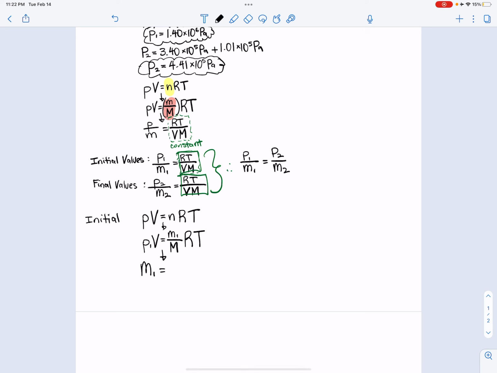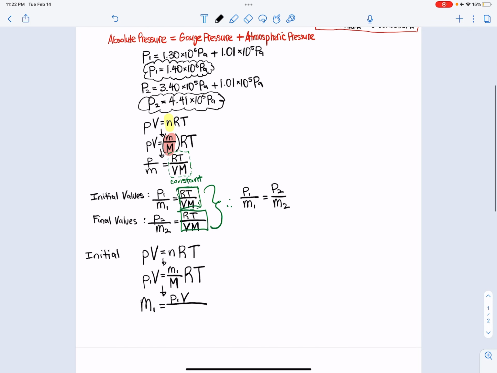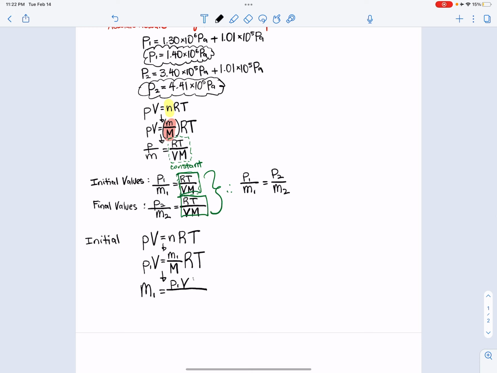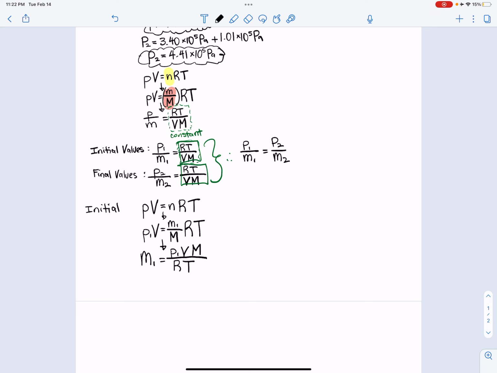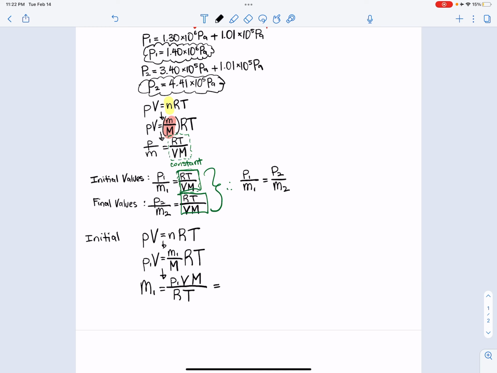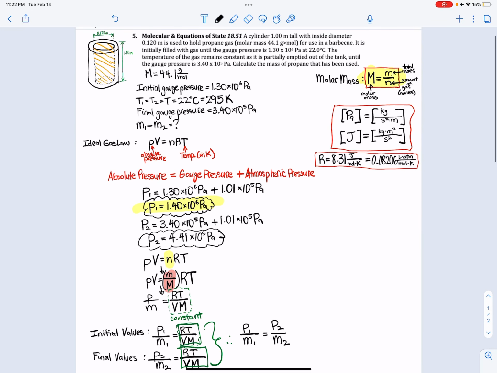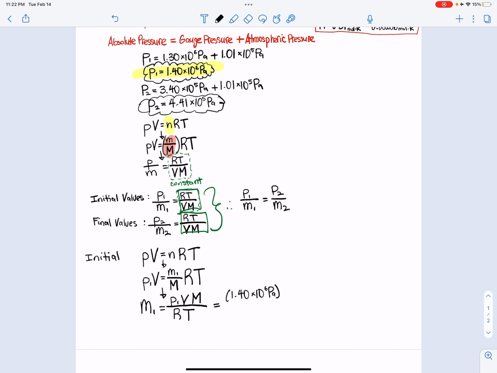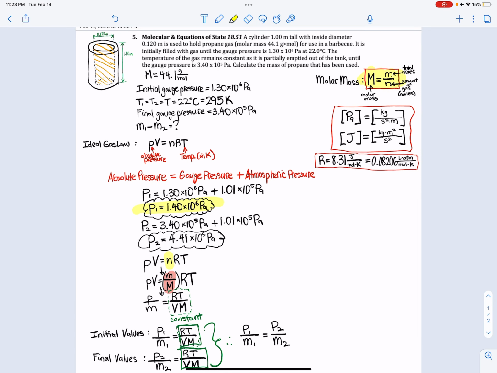So my initial mass is equal to initial absolute pressure times the volume of the cylindrical tank where the propane lies, right? And that is multiplied by the molar mass and divided by the constant R and the temperature in Kelvin, okay? All right, so let's just plug that in from what we have. So that is equal to, right here, P1, absolute pressure for P1 is 1.40 times 10 to the 6 pascals times the volume, which is the volume for a cylinder is area of this guy right here.